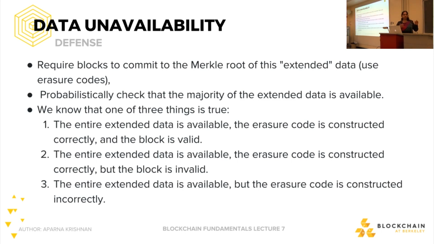In such a case, I can create a fraud proof and call out the attacker for just putting in wrong transactions. And the final case is the entire data is unavailable and the erasure code is constructed badly. So that means I can't recover all the data that I need. In that case, I can construct a third kind of fraud proof, which basically calls out the attacker for not turning in all the data that he should have. And that is basically the defense against the data unavailability problem.